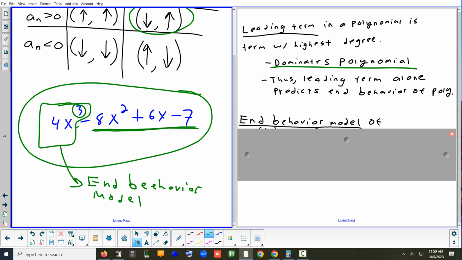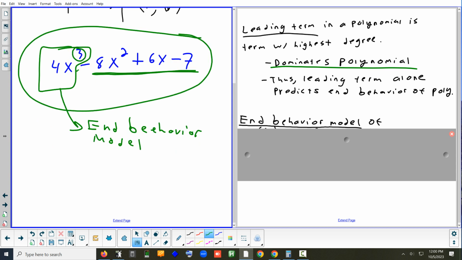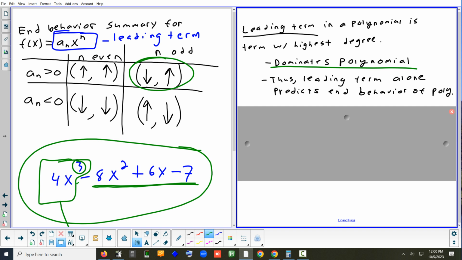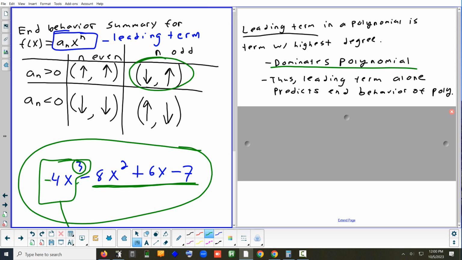Kind of like looking at Earth from outer space. You might look at two houses and they look identical because you're zoomed out so far. You can't tell the little details. So this term is called the end behavior model, which I will abbreviate EBM. What would be an instance where it says in the chart a_n is less than 0? So when the leading coefficient is negative, now the first term is less than 0.